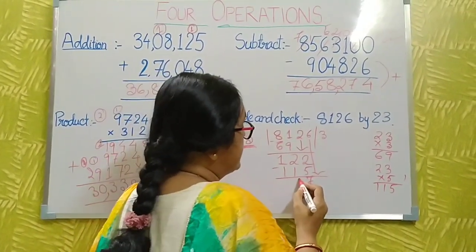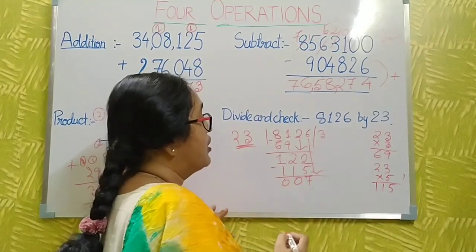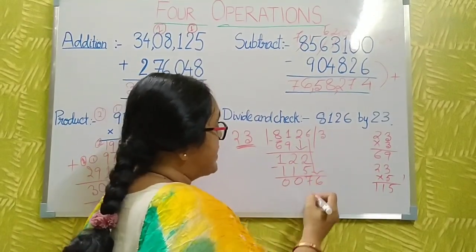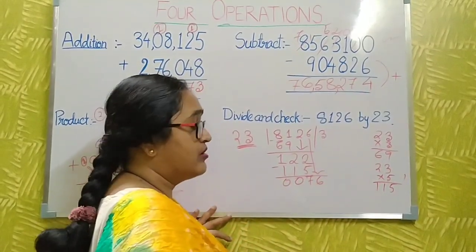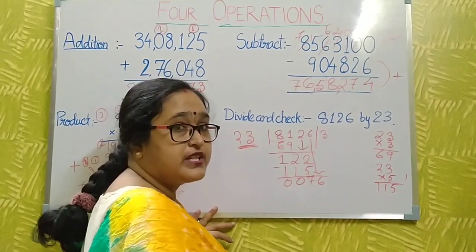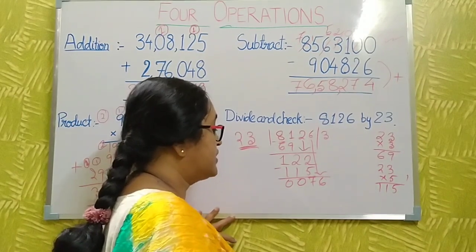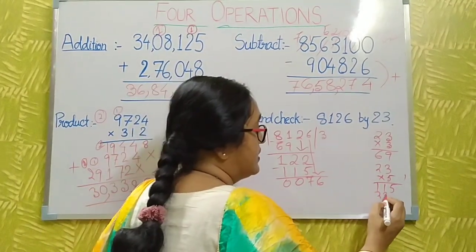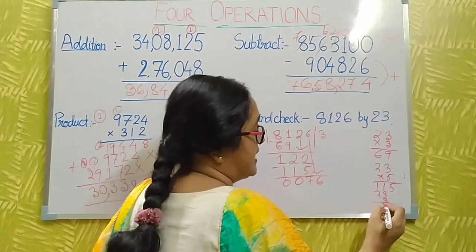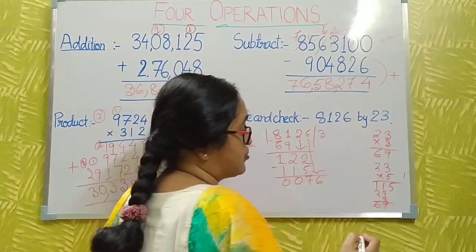Now this one is 0. This one also is 0. The 7 and 6 is coming out and then what is this? 3 2s are 6. 3 2s are 6 also you take. Okay, now 3 3s are 9 and 3 2s are 6 also.